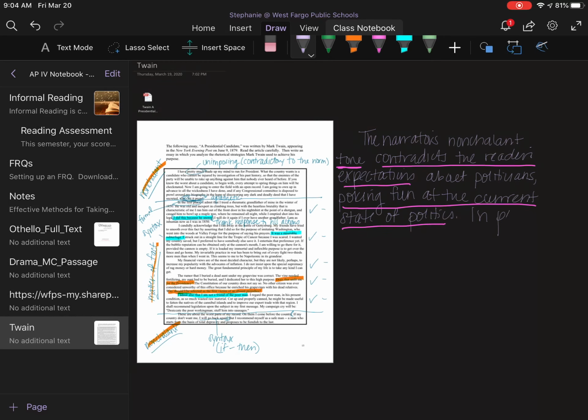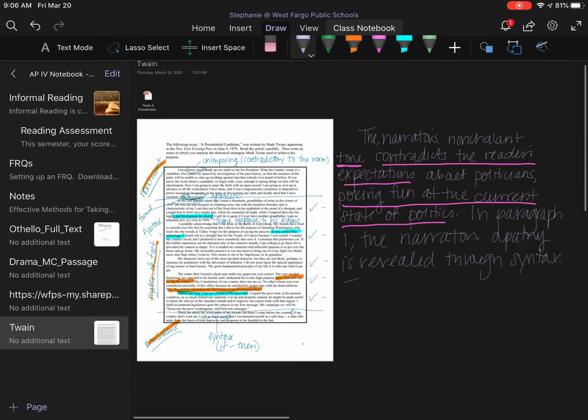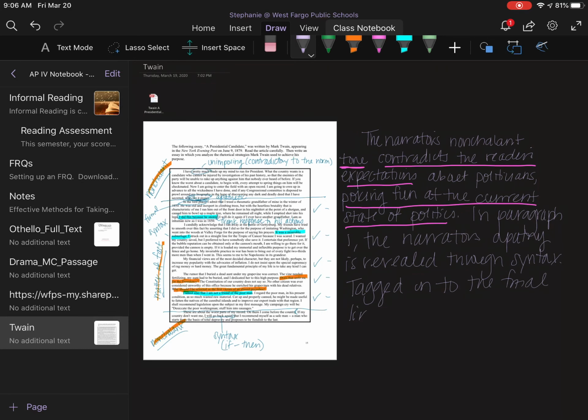In paragraph 1, the narrator's apathy is revealed through syntax. Tagged on to the final line is the apathetic phrase, and I'm quoting, "Let it prowl."